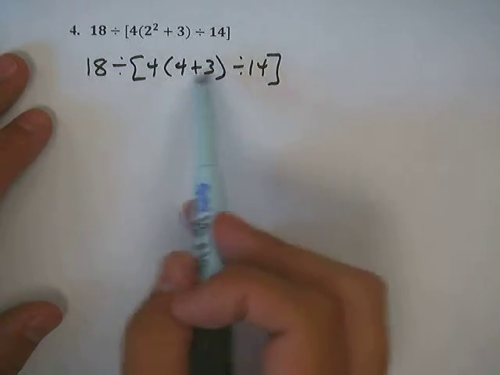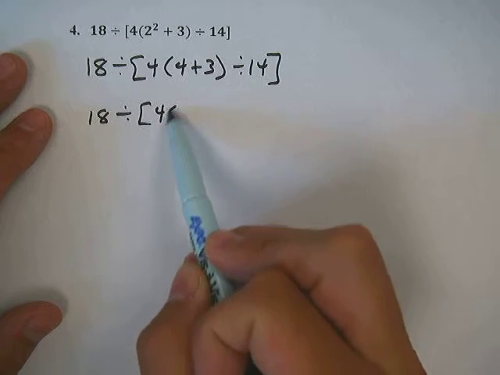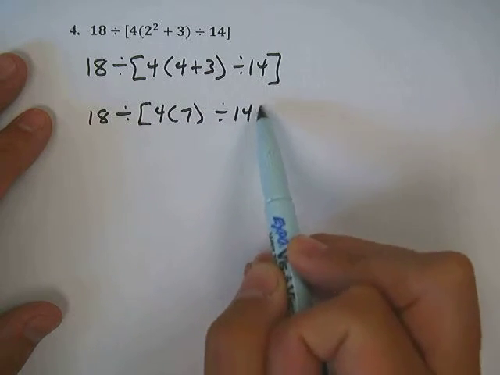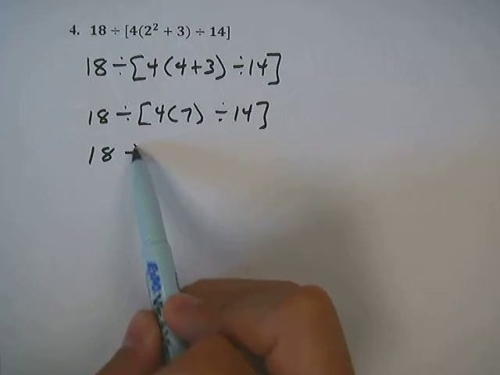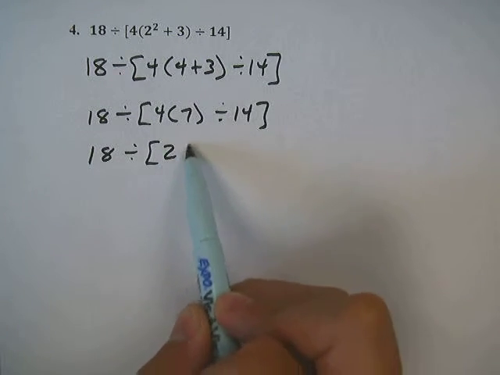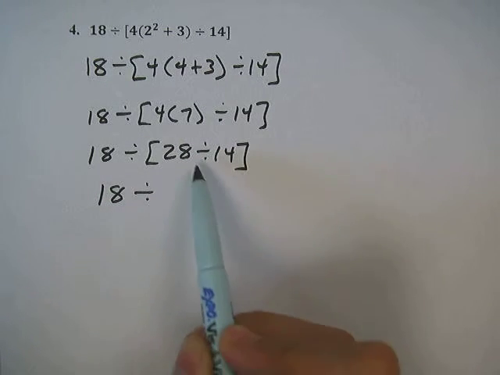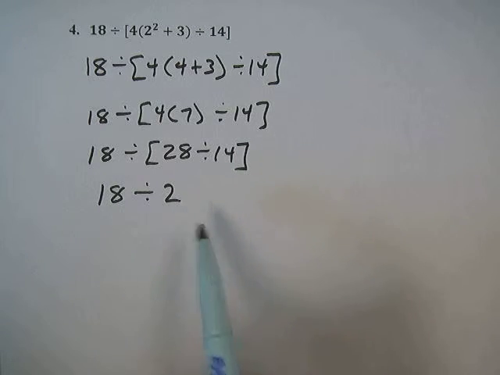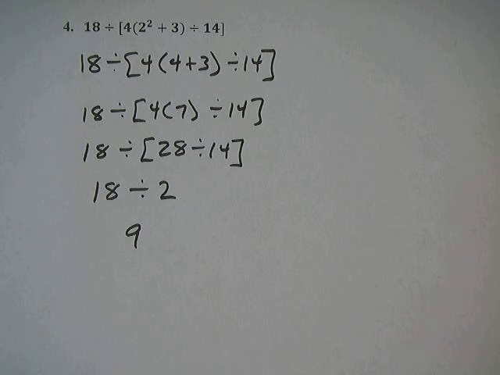So I would do the 2 squared, which is 4. And then I would work on that still, 18 divided by, and again, notice how I just rewrite things. It takes a little bit of time, but it really ensures that I'm not going to make a mistake. 18 divided by, so I get 28 divided by 14. 28 divided by 14 is 2, and then 18 divided by 2 is 9. And there you go. There's order of operations.